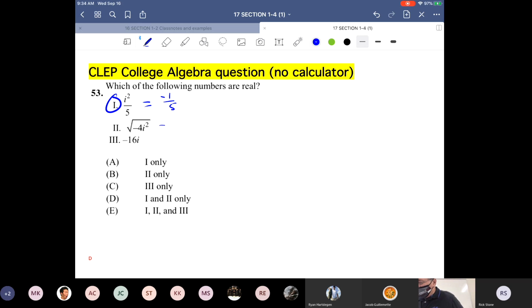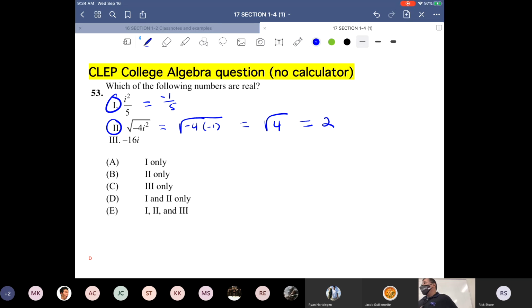If we wanted to simplify this one, let's see. That's negative 4. What does i squared equal again? So that's really negative 4 times negative 1, which would be the square root of 4. And the square root of 4 is 2. That's a real number. What about the third one?